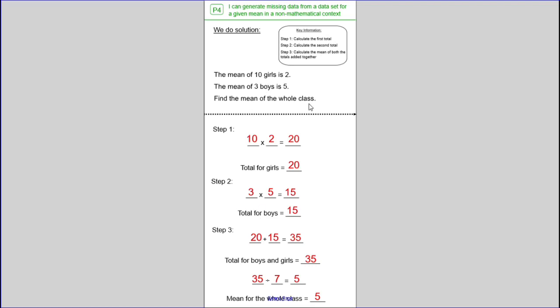Once we've done that, we need to then find the mean of the whole class. So the way we do this, we need to add up the two totals together. So we've got a total number of 20 for the girls and a total number of 15 for the boys. Once we add the two together, we get 35 for the number of boys and girls. So the total for the boys and girls is equal to 35. Then we need to find the mean of the whole class. So to do this, we need to do 35 divided by 7. And we're dividing by 7 as there are 2 girls and 5 boys, and once we add them together we get a total of 7. 35 divided by 7 is then going to give us 5. This means that the mean for the whole class is equal to 5.